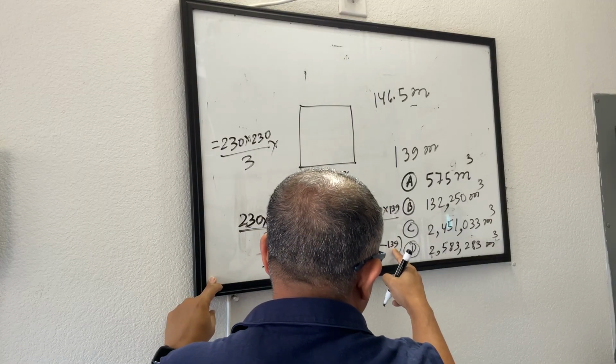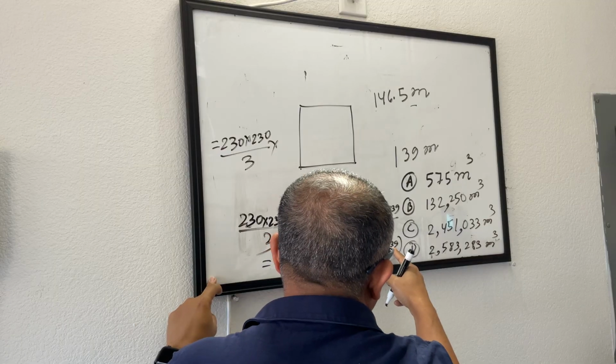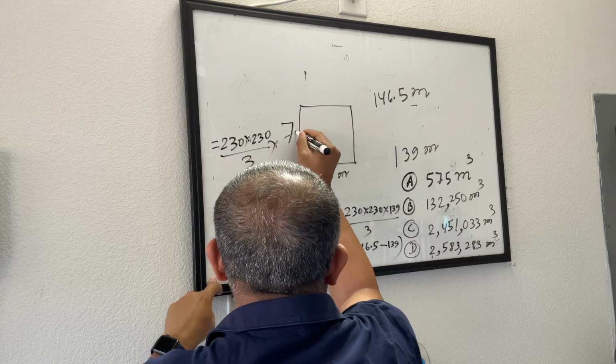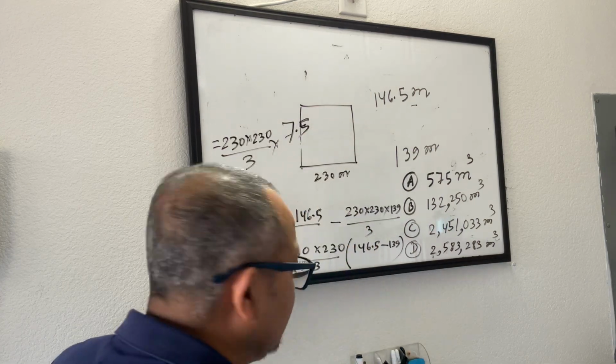39 plus 6 is 145, plus 7, so 7.5. Correct?